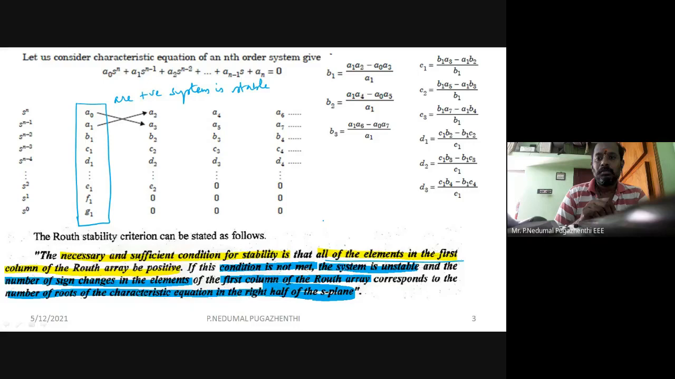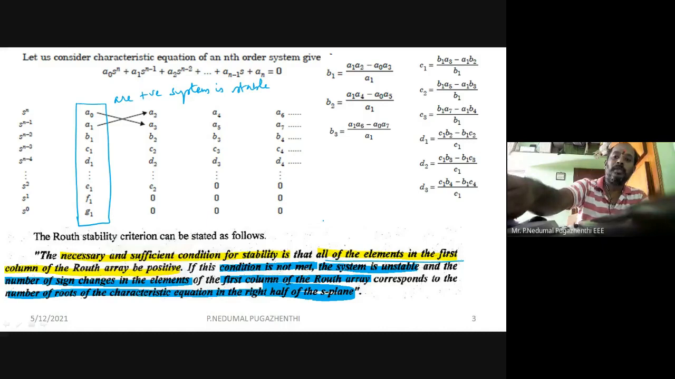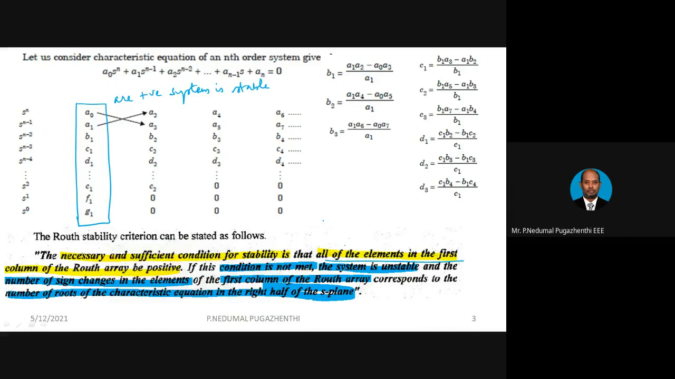Who are all present today? I'll check it out. Okay, Madhumita, can you unmute yourself and say what is the condition for stability using Routh array? Madhumita, are you present there? Is your machine there? What about Gani? Gani, can you say what would be the condition for stability using Routh array?